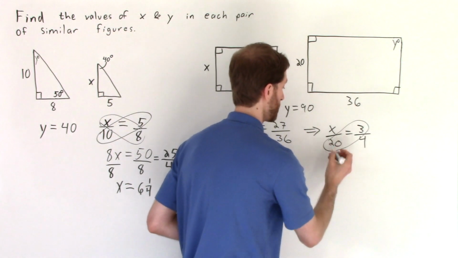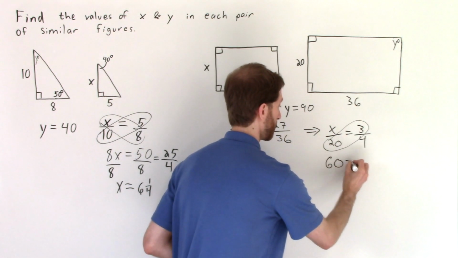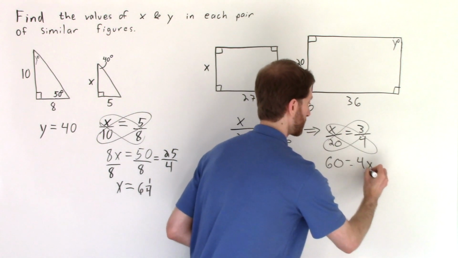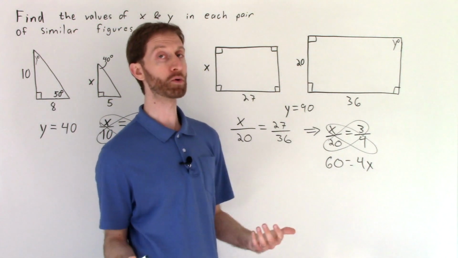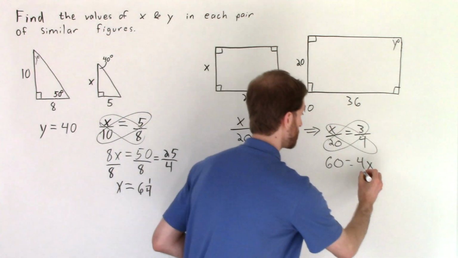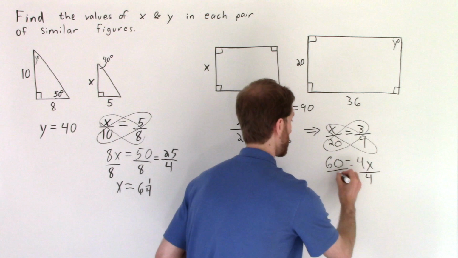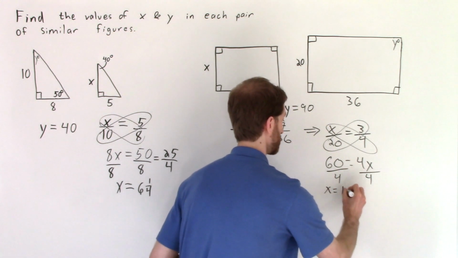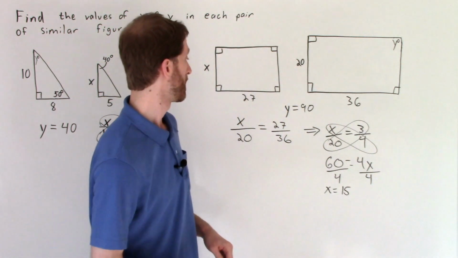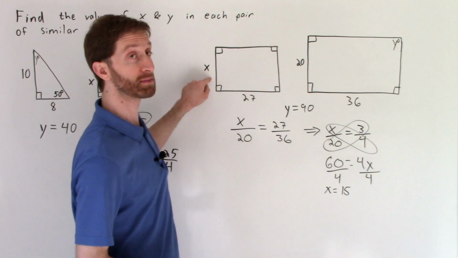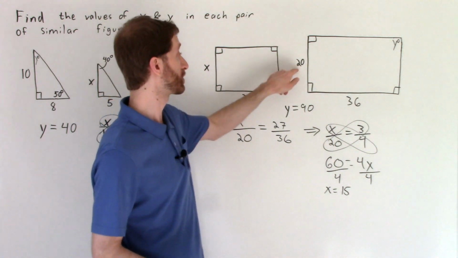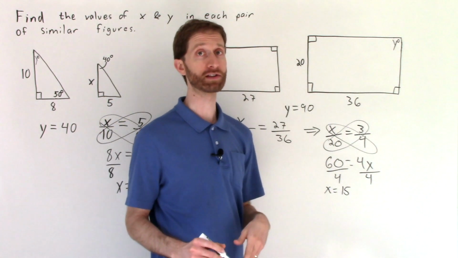20 times 3 is 60. And then 4 times x, that is 4x. What's left is to divide both sides by 4, and when I do that, I'm going to get an answer. And my answer is going to be x equals 15. And so that does make some sense because 15 is a good bit smaller than 27, as 20 was a good bit smaller than 36.